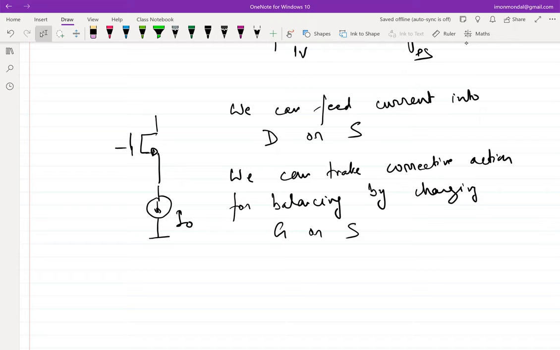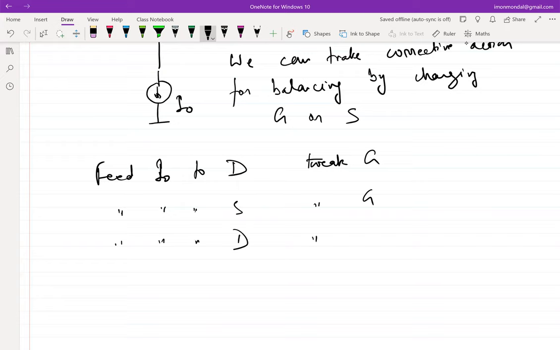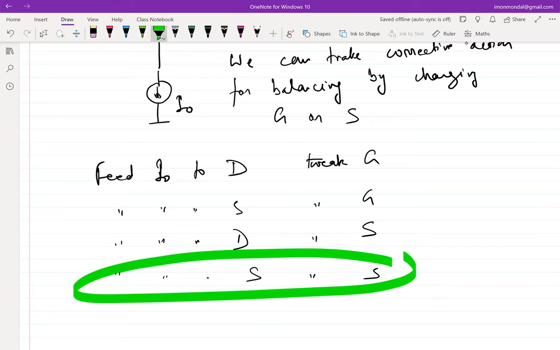So let's get into the configuration, that will make more sense then. If I write it down, what are the four cases? Feed I naught to drain and tweak gate; feed I naught to source, tweak gate; feed I naught to drain, tweak source; and feed I naught to source, tweak source. In principle, four different ways of tweaking it. So let me choose the last one for demonstration.